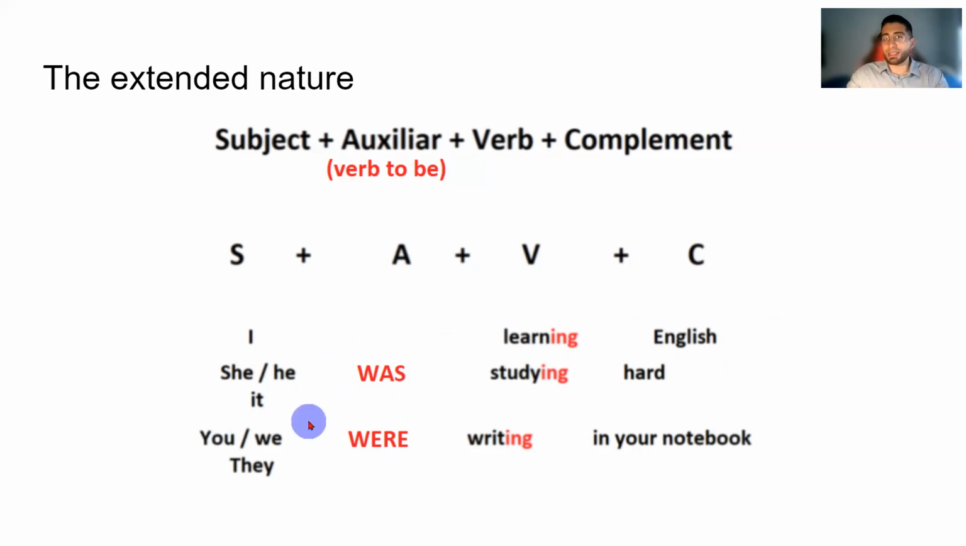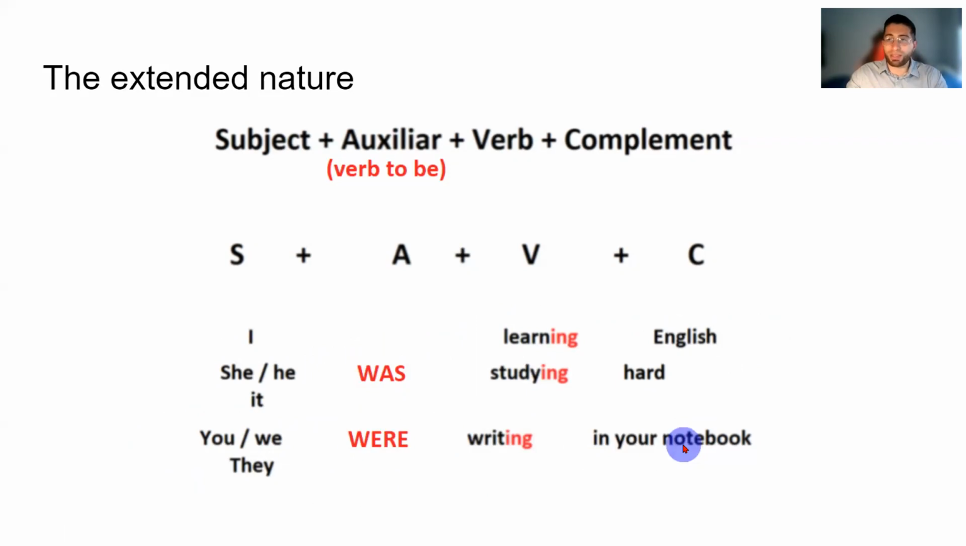Muy bien, and it's the same with the other subjects, ¿no? Y lo mismo con los otros sujetos, entonces tenemos you, we, and they, so decimos, we were writing in your notebook, right? Como nosotros estábamos escribiendo en tu cuaderno, yes? Or you were writing in your notebook, right? Como tú estabas escribiendo en tu cuaderno. Tú estabas escribiendo en tu cuaderno.